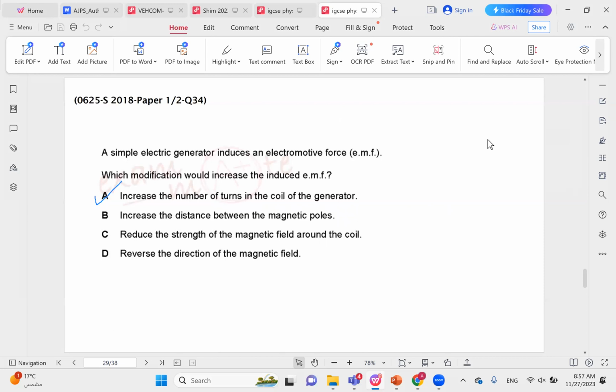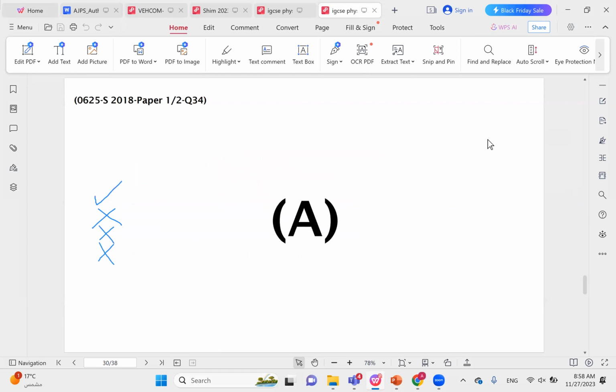Increasing the distance between the magnetic poles is wrong because this would weaken the magnetic field, so it would weaken the generated electricity. Reduce the strength of the magnetic field, that's exactly the same as B. Reverse the direction of the magnetic field, it would not increase or decrease the EMF, it would just have the opposite direction. But the strength of the EMF itself will be the same. So again, D is wrong. So A here would be the correct answer.